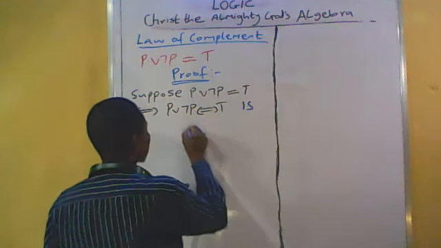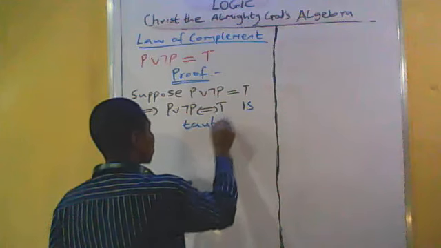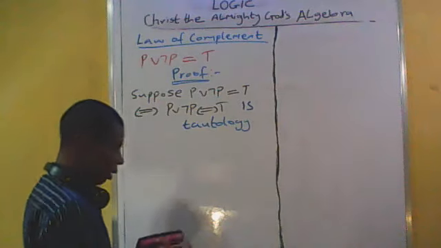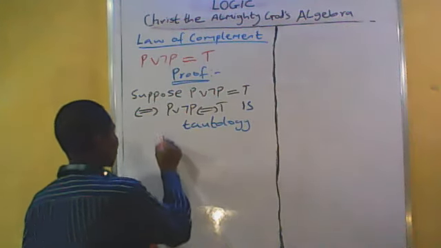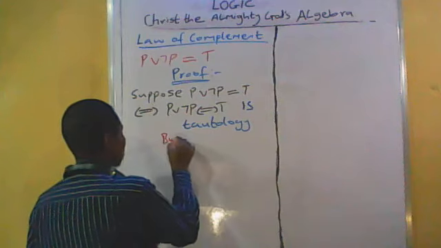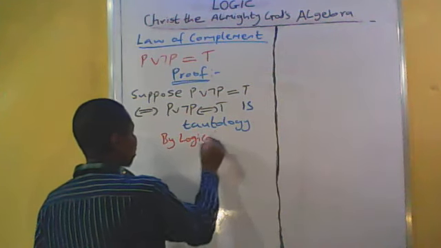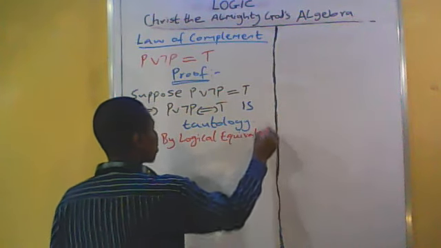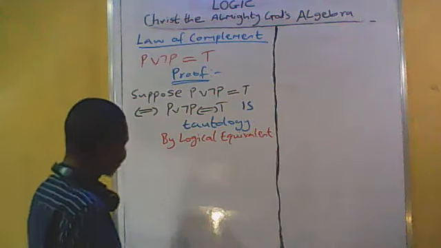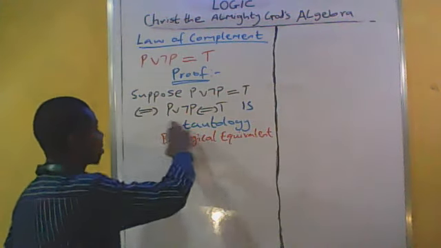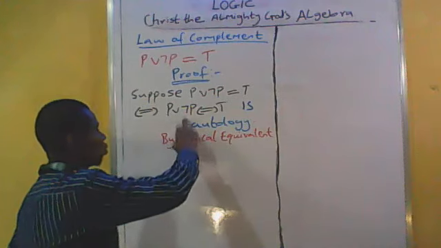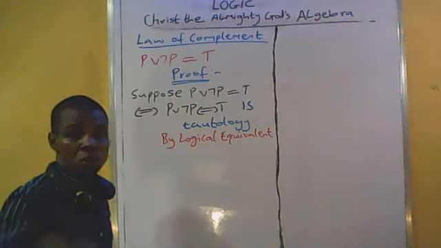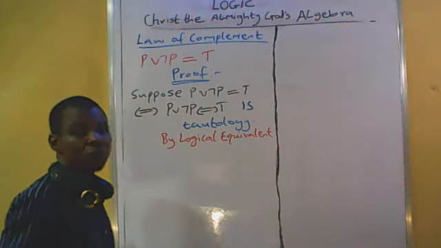So is tautology being justified by biconditional equivalence? Now, see, this statement is tautology, that means P or not P if and only if T is tautology. We can also transform it to a conditional statement and it will still preserve tautology.